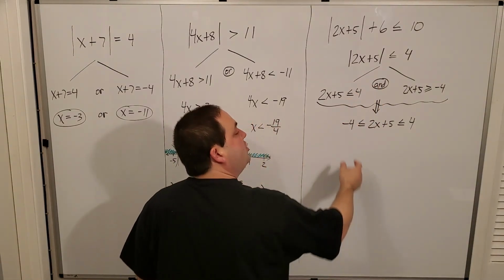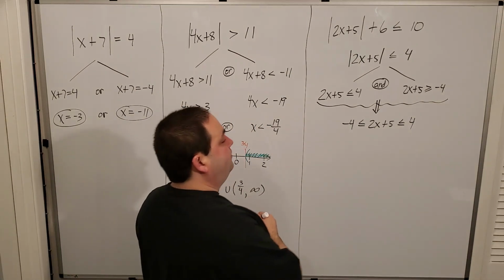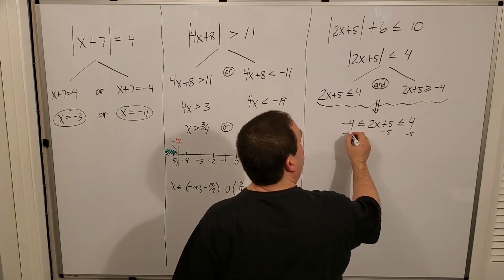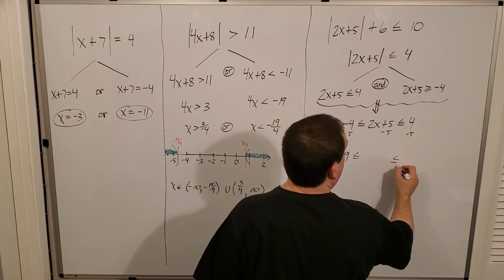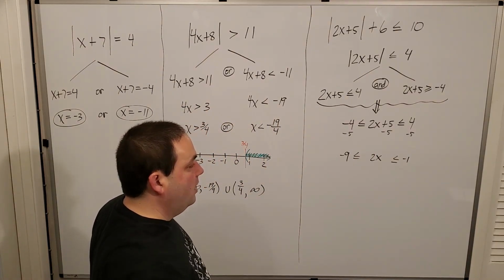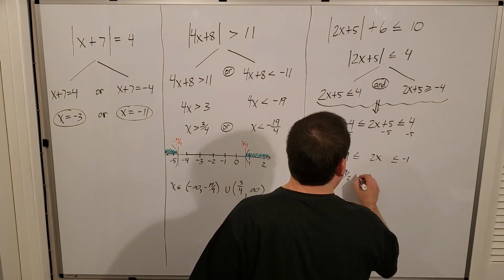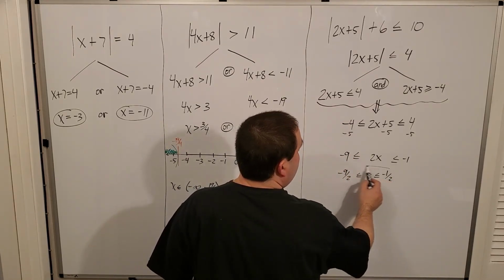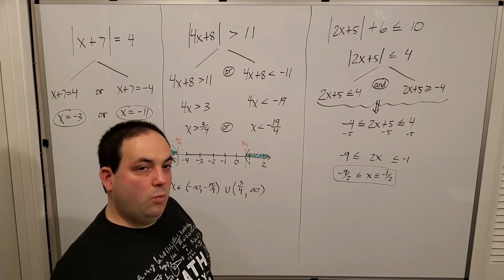At this point, I can then solve this compound inequality and get the answer that I want all at once. So I subtract 5 from all three locations. That would be here, here, and here. So I get negative 9 on one side, and I get negative 1 on the other side, and 2x is in between the values of negative 9 and negative 1. So of course then I would divide by 2, which would give me negative 9 over 2 on one side and negative 1/2 on the other. So I have this inequality. X is in between the values of negative 9/2 and negative 1/2.